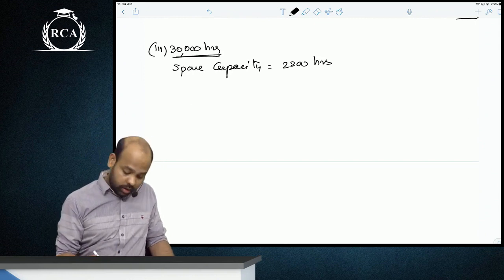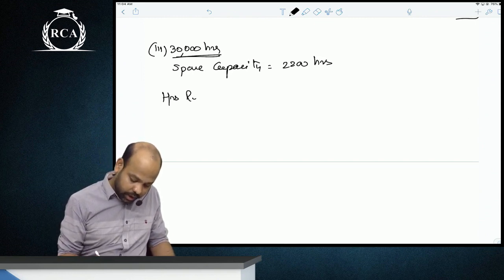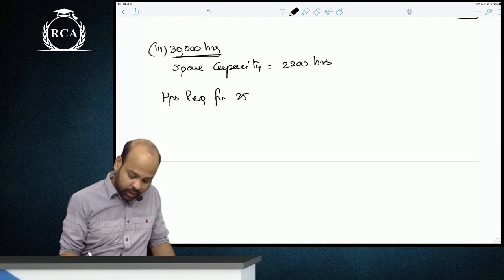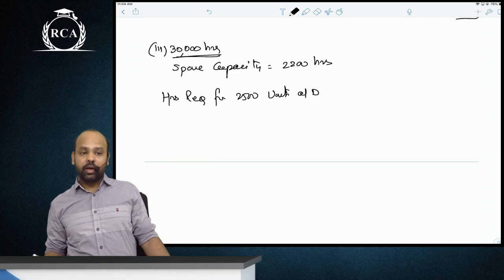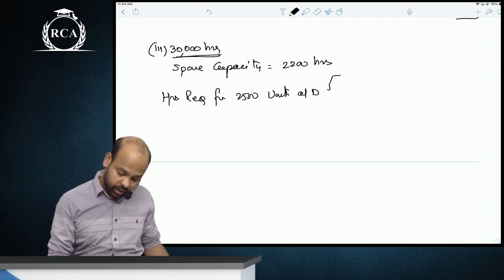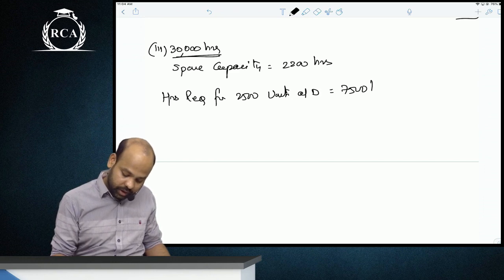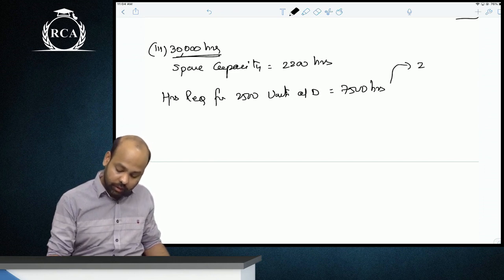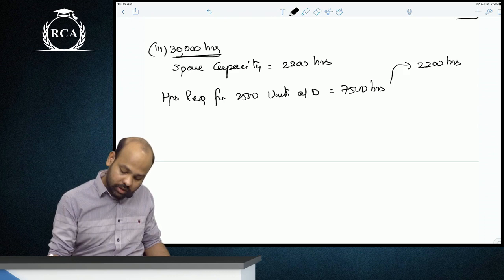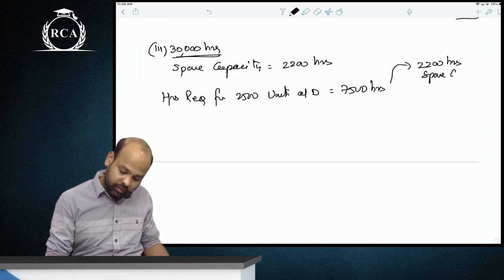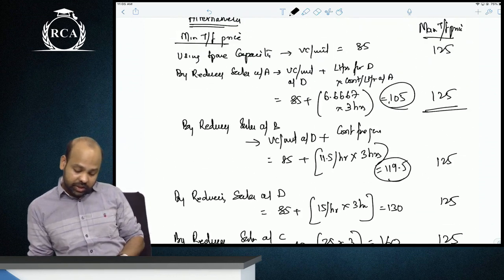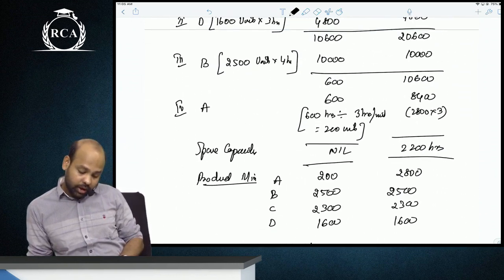Now, guys, the number of hours required, beta, for 2,500 units. This you can do with me only, guys. The number of hours required, beta, for 2,500 units of D is 7,500 hours. How are you going to get that? 2,200 hours, beta, we have as spare capacity. The balance is 5,300 hours. Check if 5,300 hours were allocated to product A.